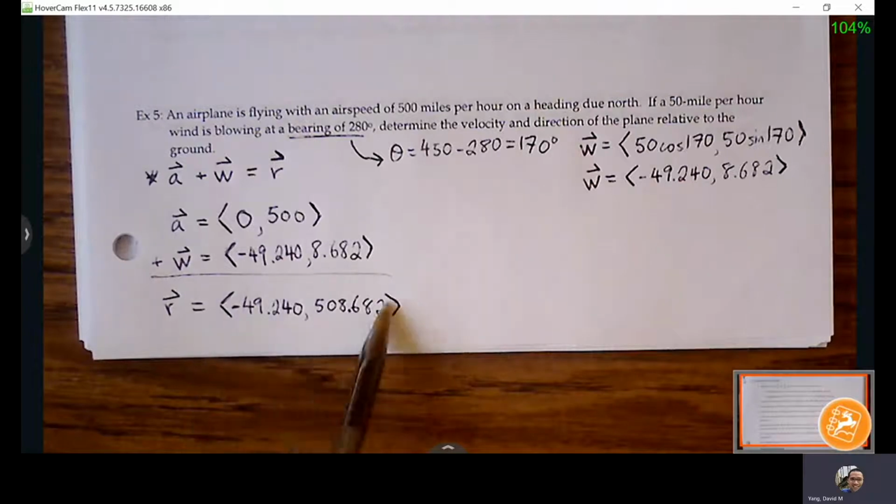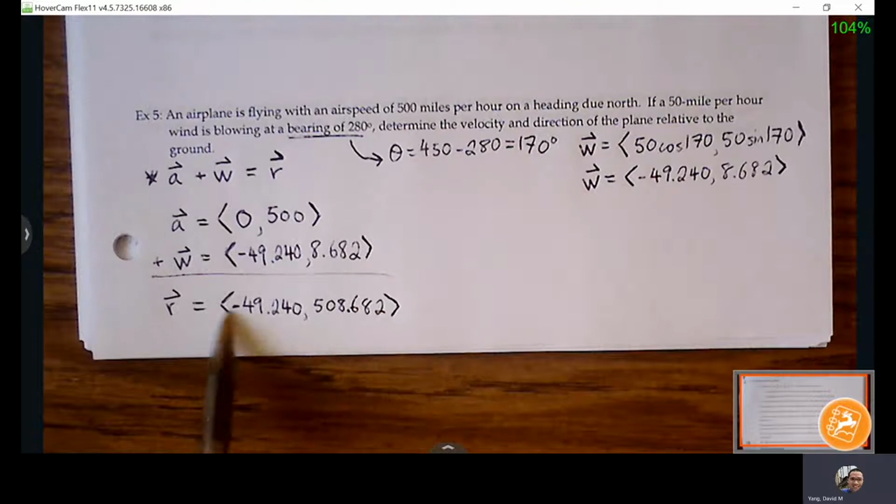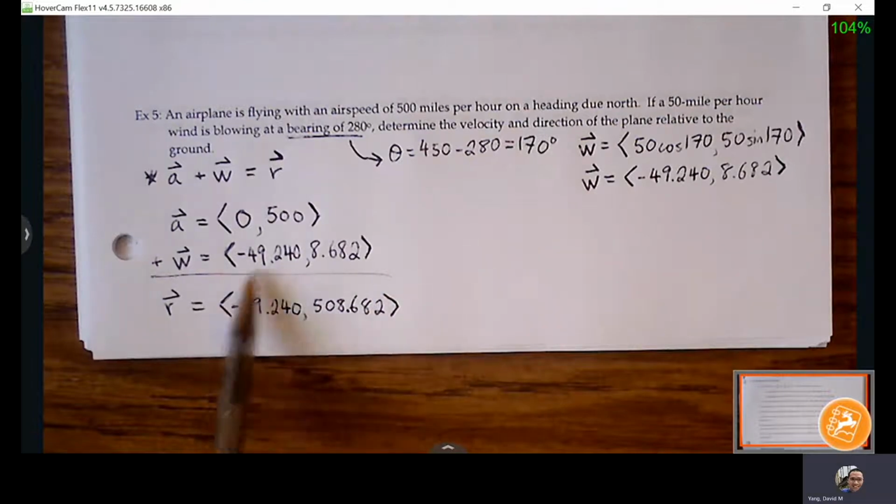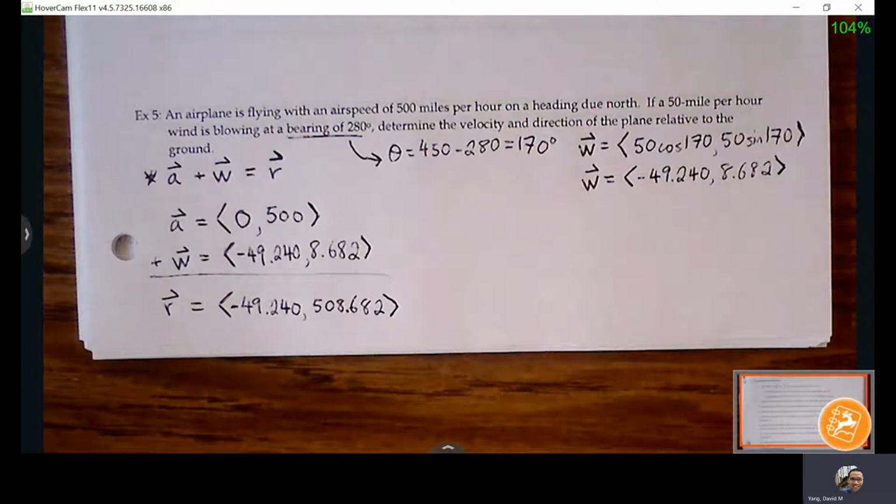Now, once we get to theta, we may have to make an adjustment. Which quadrant is this? Yeah, second quadrant, so we have to involve 180. So try that, see if you can finish that problem here. Find the velocity or magnitude, and then find the direction.